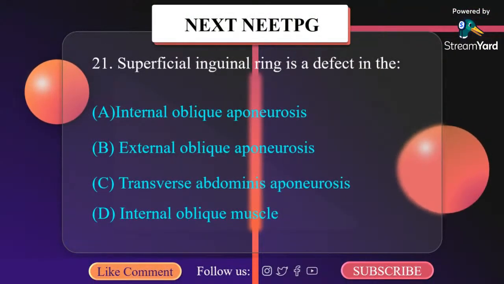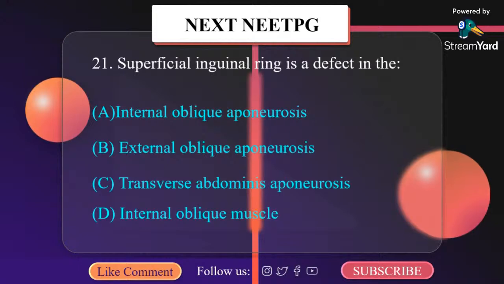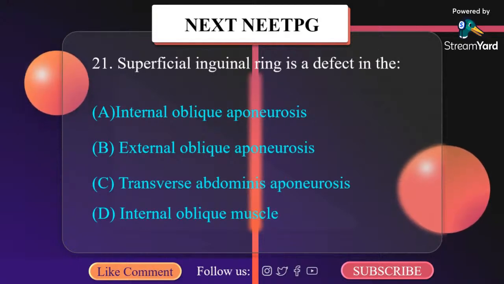Superficial inguinal ring is a defect in: We all know the correct answer is external oblique aponeurosis.